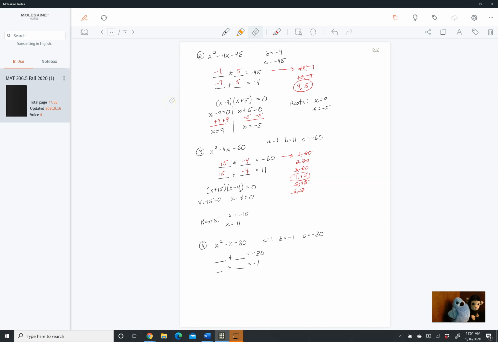So factors of 30. This one there aren't too many. We have 1 and 30, 2 and 15, 3 and 10, and 5 and 6. So 1 and 30 are not 1 away. 2 and 15 are not 1 away. 3 and 10 are not 1 away. 5 and 6 are. Our b is negative, so the larger number is negative. So -6 and +5.